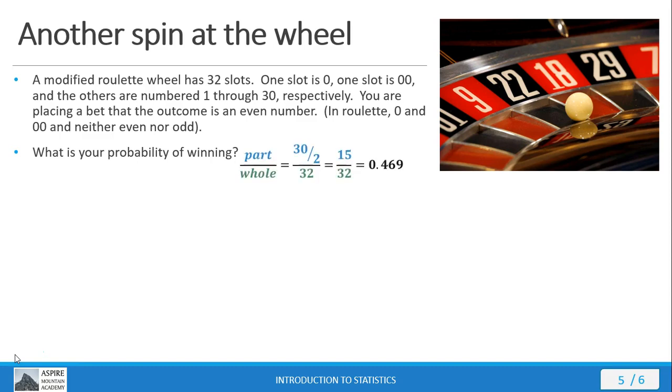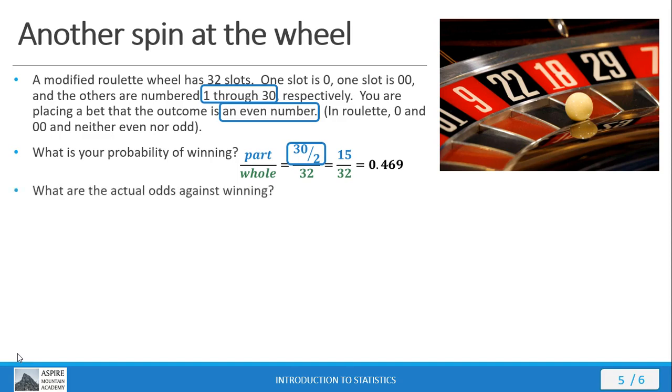Okay, to calculate the probability of winning, we're just going to take the part over the whole. The part is the portion that's even, because that's what we're looking for. We're placing the bet that the outcome is even. Well, we're going to disregard the 0 and the double 0 because they're neither even nor odd. And then all that's left is to look at 1 through 30. Half of them are even, half of them are odd. So the part that's even is 30 divided by 2. That gives us 15 for the part. The whole is going to be all the slots together. That's the 32. Divided out, we get 0.469.